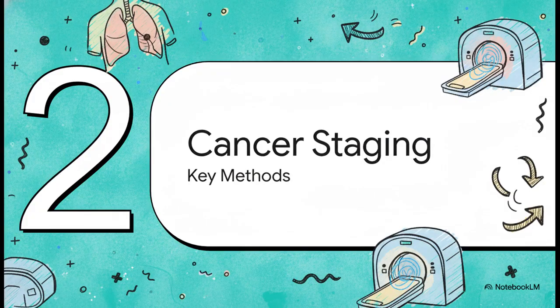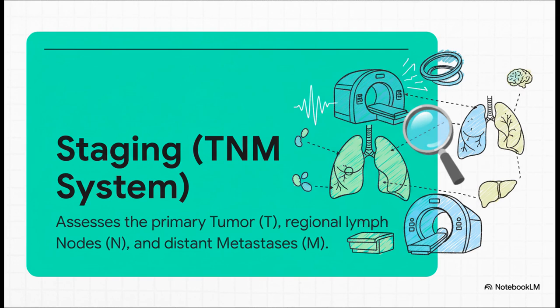Okay, so you've done the imaging and you've found a suspicious mass. Now what? Now comes what is arguably the single most important step for that patient's future: staging. We absolutely have to figure out how far the cancer has spread. And to do that, we use the TNM system. Now, this isn't just some random alphabet soup. It is the universal language that describes the extent of the cancer.